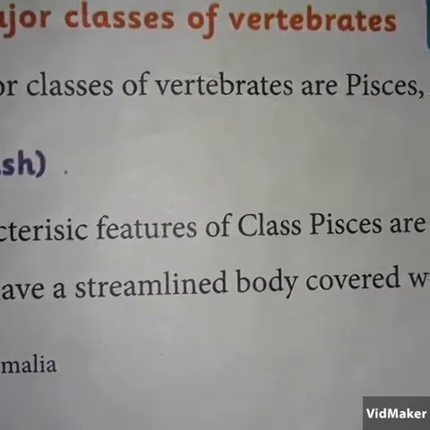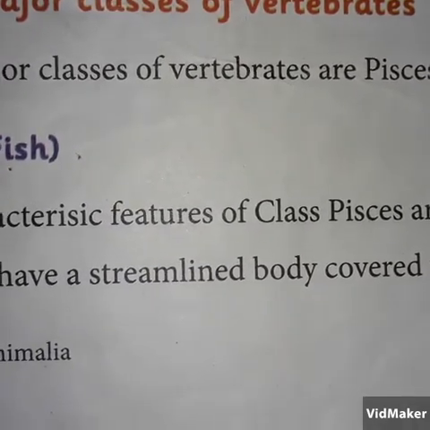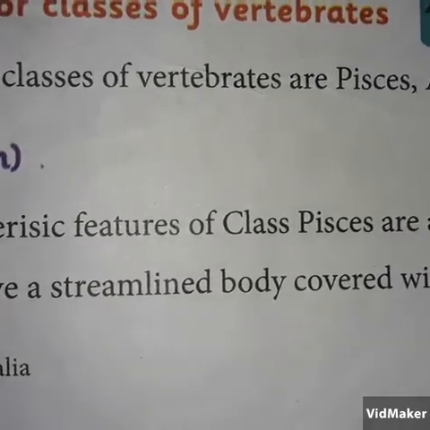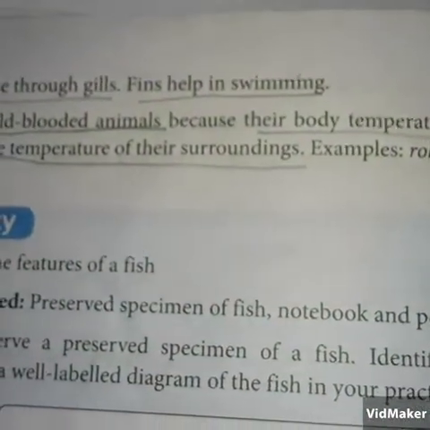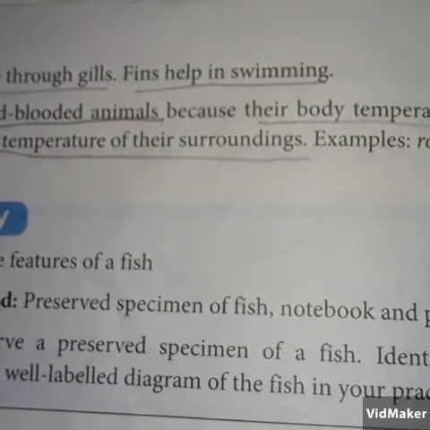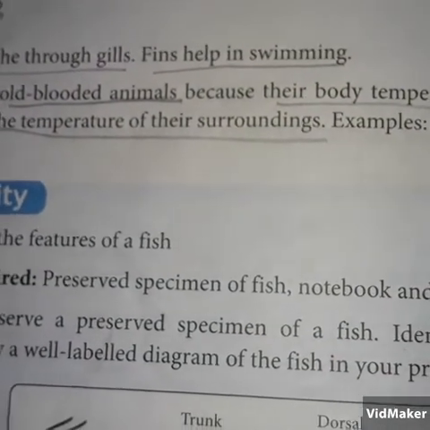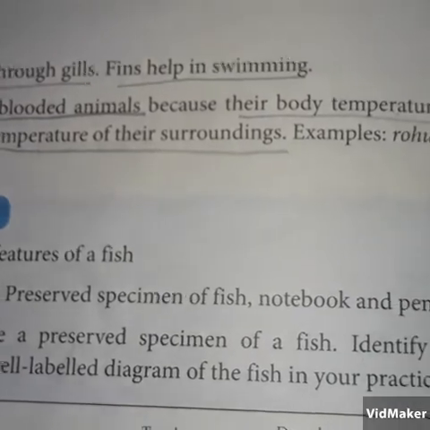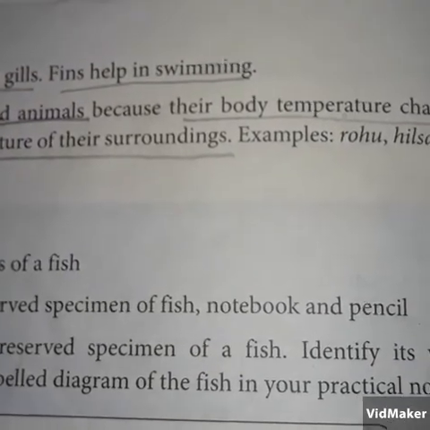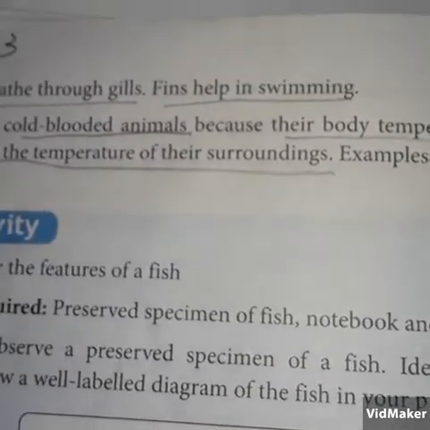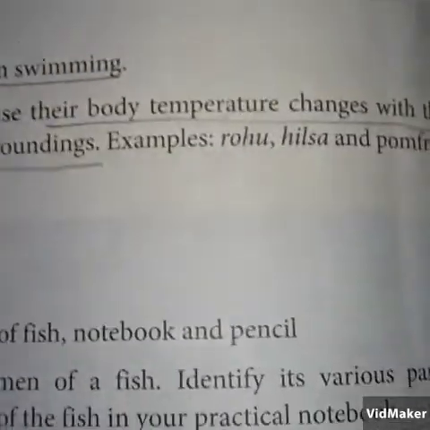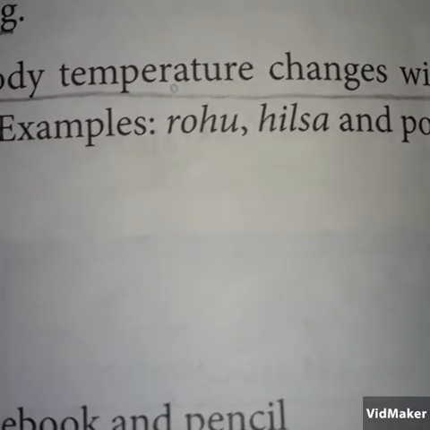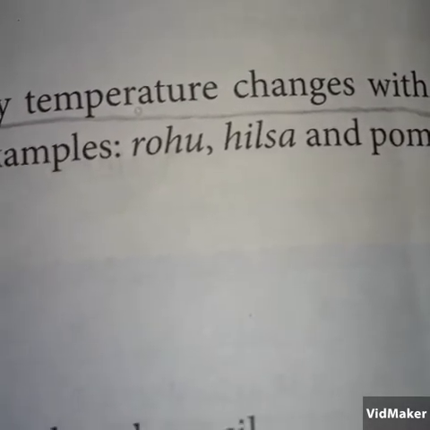First point, fish have a streamlined body covered with scales. Third point, they breathe through gills. Fins help in swimming. Fourth, they are cold-blooded animals because their body temperature changes with the change in the temperature of their surroundings. Examples: rohu, hilsa, and pomfret.